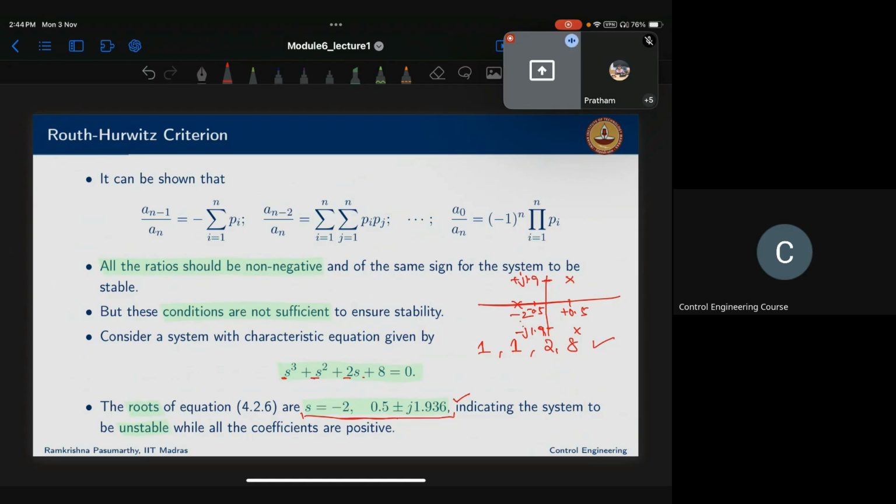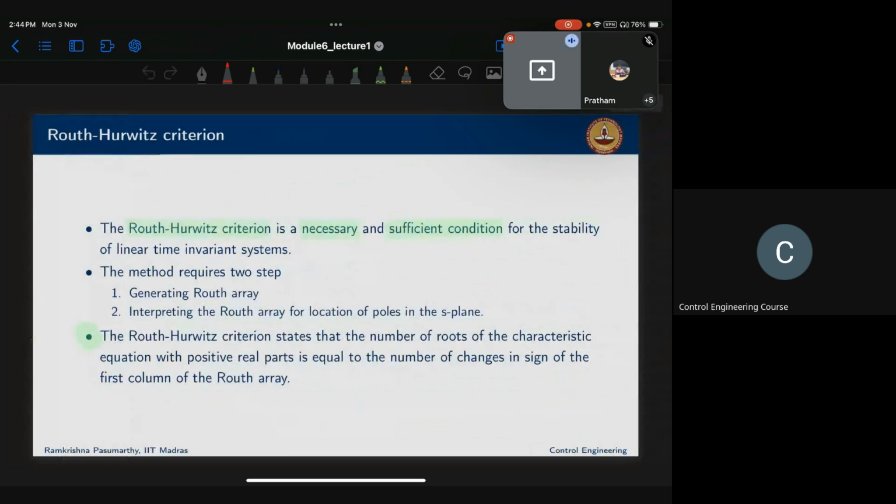So hence the system is unstable. Okay, I think this point is clear. So it means that having all the coefficients non-negative or of the same sign is only a necessary condition, not sufficient. Basically this RH criteria will give us the sufficient condition. This RH criteria will have these two steps.